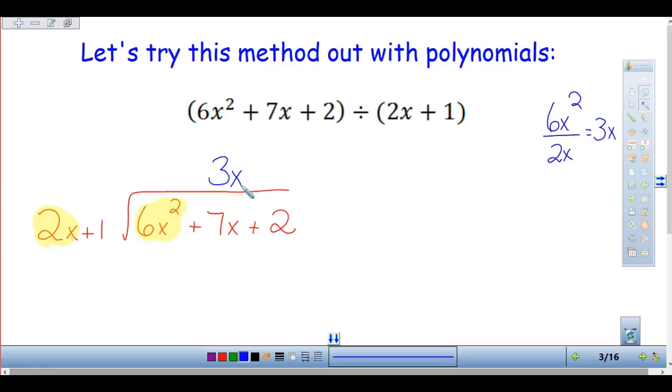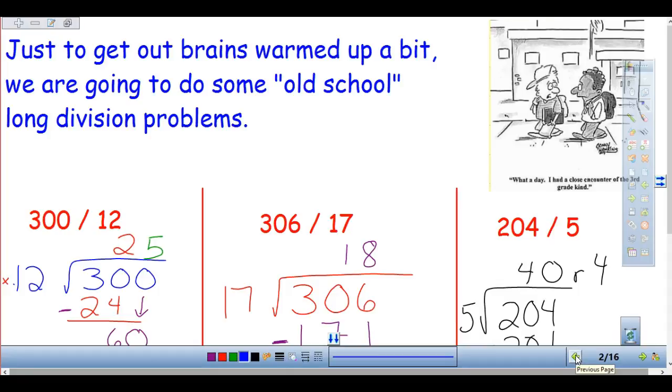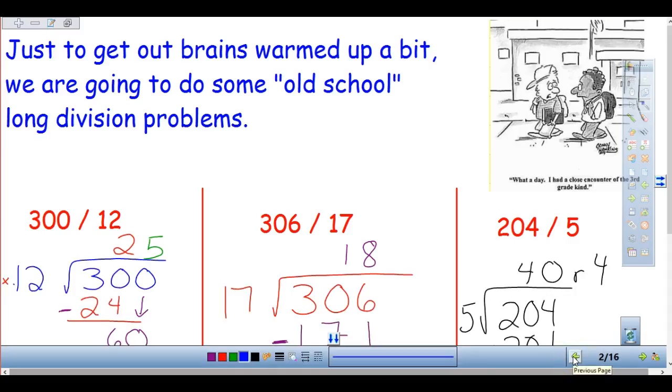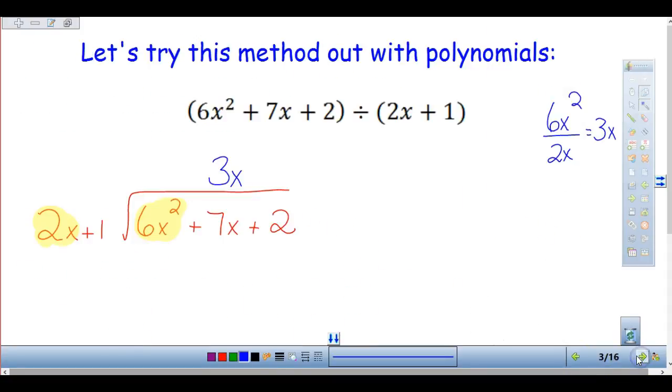Now think back. This is exactly what we did with numbers. We said, hey, 12 doesn't go into 3, right? So we took 12 times 2. Notice we lined it up at that spot because it went into the 30. So that 2 went there. I really don't care where you put it. It will make your life easier if you line it up correctly, though. Now, once we had our 2, what did we do with it? We multiplied those, right? So now, we are going to take this 3x, and we are going to multiply by both. Everything gets multiplied.